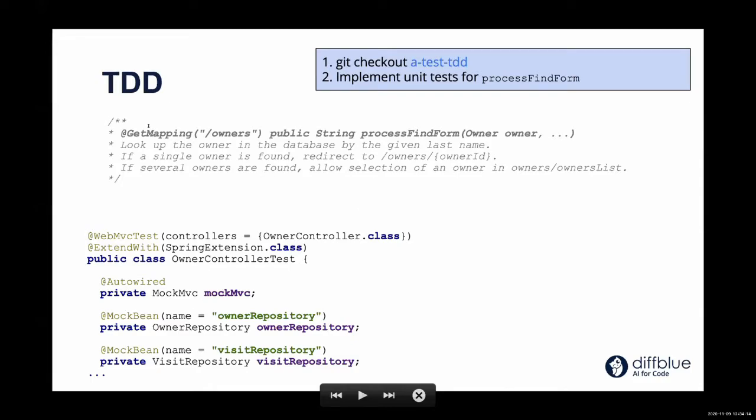So what should this process find form do? We get an owner, and we should look up the owner in the database by the last name of the owner that we're given. If a single owner is found, then we'll redirect to the page that shows the owner information. And if several owners are found, then we are redirected to a page where we can select among these owners so that we can select one to be displayed. Good, so this is what this method should do.